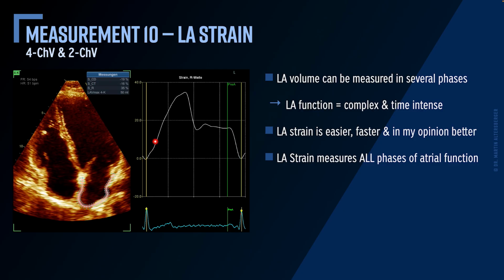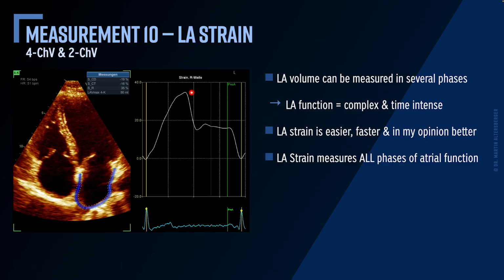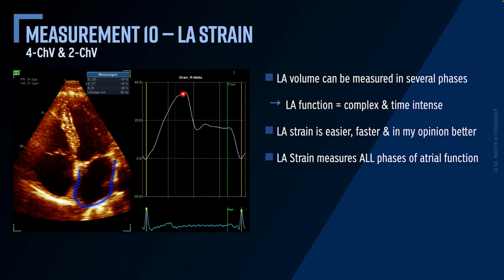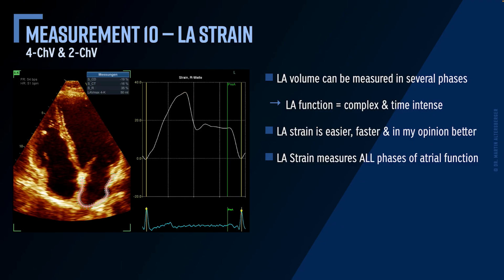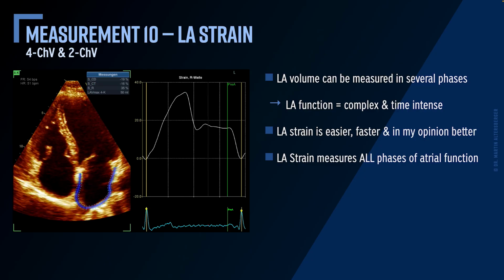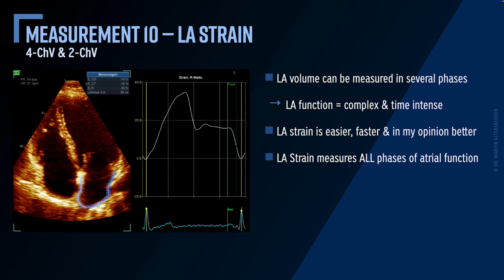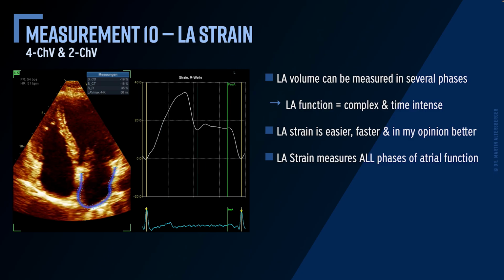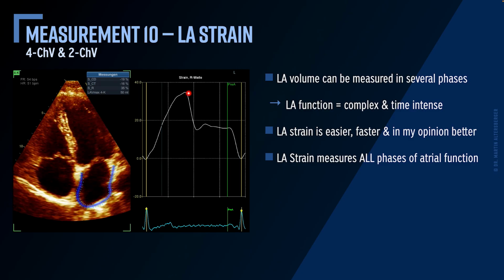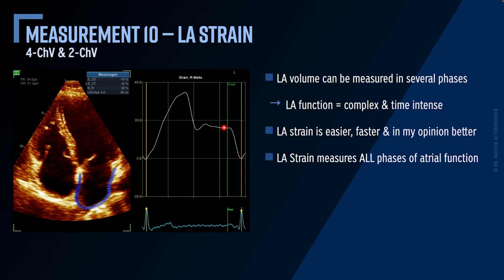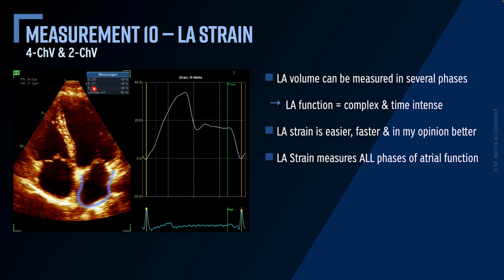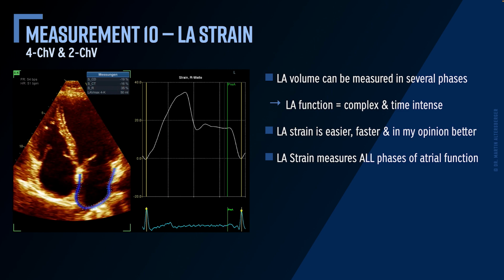So we start from a 0 point, we go up. Here in the range of 35 to 40 is probably normal. 30 to 35, depending on the age, can also be, of course, normal values. Below 30, it might be pathological. Below 20, it's significantly pathological. Then we have here the second phase, the conduit phase. So first is the left atrial strain reservoir phase, 35%.